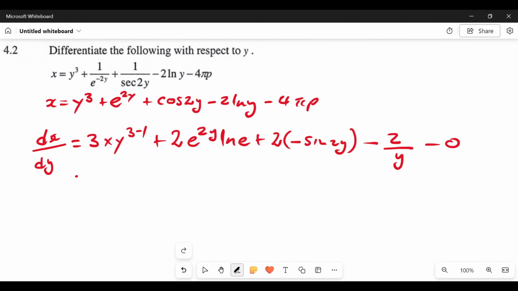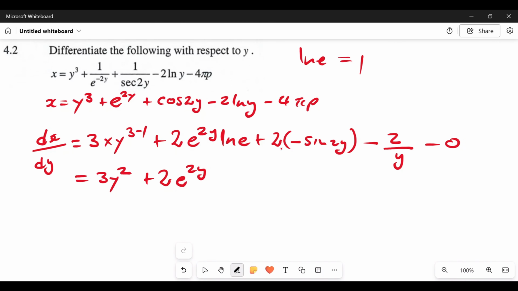So you can continue and simplify this further. You can write 3y to the power of 3 minus 1, which is going to give us 2, plus you can say 2e to the power of 2y natural log e. But natural log e is equal to 1. Even if you don't write it, you leave it like that.